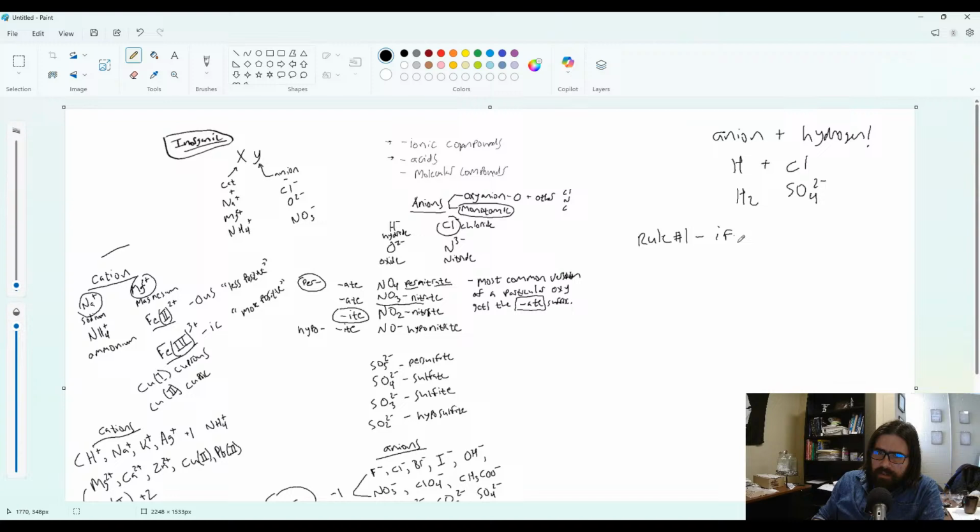If there is an "ide" suffix, switch the "ide" to "ic." So chloride goes to chloric, sulfide goes to sulfic, oxide goes to oxic, nitride goes to nitric. So if there's an "ide" suffix, the "ide" gets switched to "ic," right? And then add the hydro prefix.